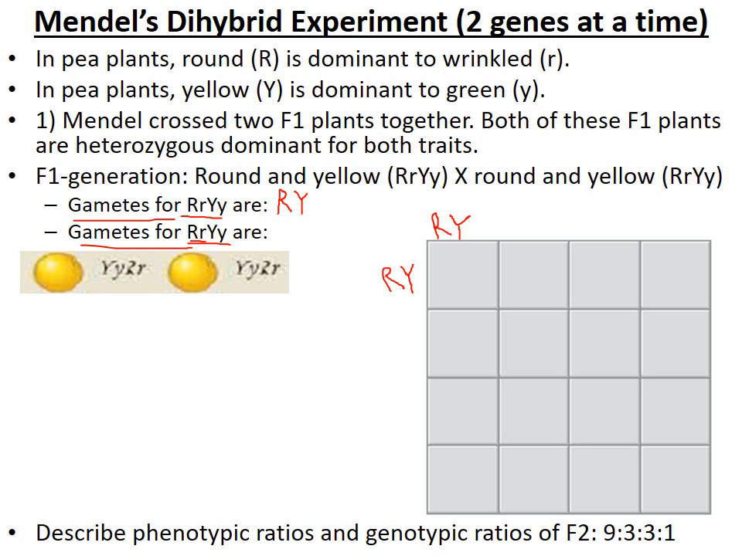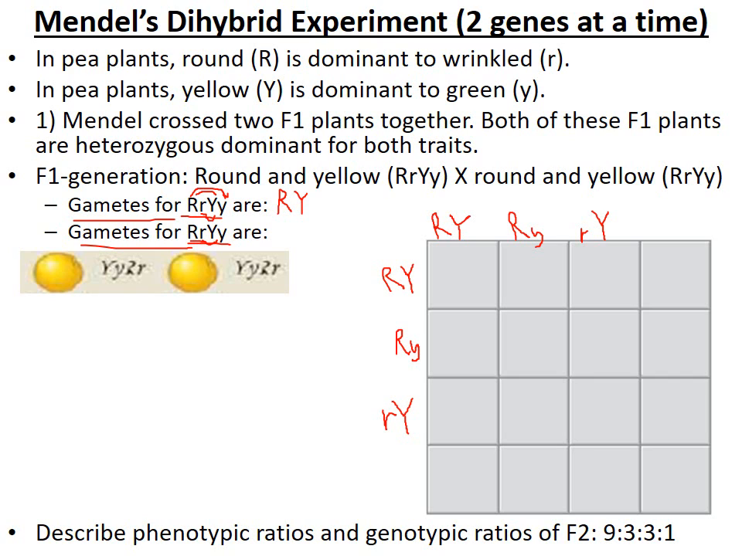We have big R, little y is another possibility, right? Big R with little y here. Big R with little y. Big R with big Y. So big R, little y. Same thing here, big R, little y. Then we also have our little r, big Y, that's a possibility. So little r, big Y. Same thing for the other parent, little r, big Y.